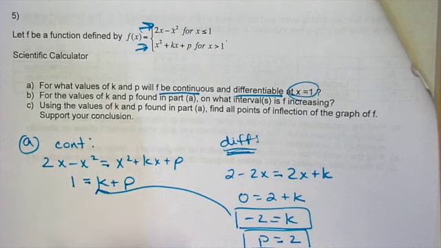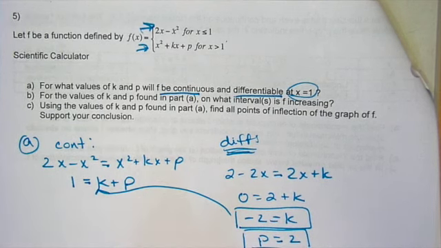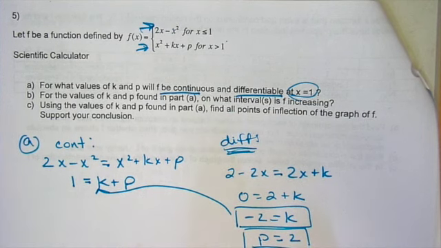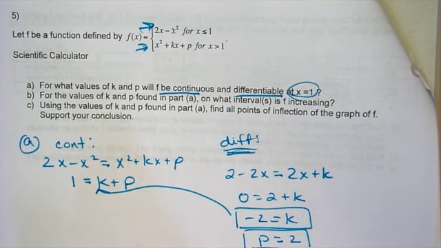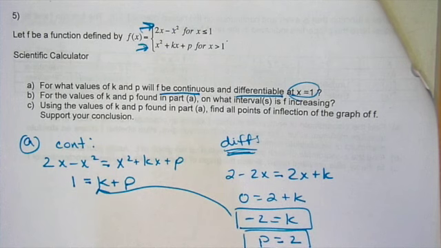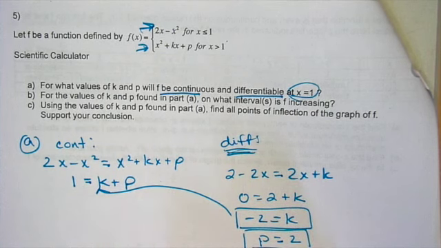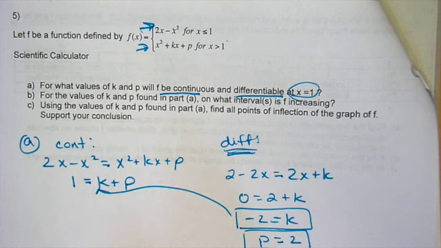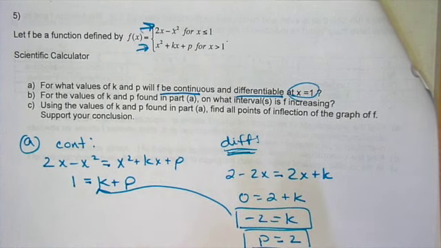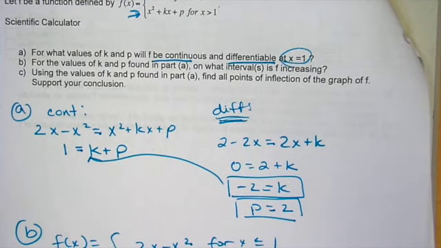Okay? Part B. For what values of k and p found in part A, so use these numbers and plug it into your equation now. So this is my equation. 2x minus x squared for x is less than or equal to 1, x squared, k is minus 2x, and p is 2, for x is greater than 1. It wants to know where f is increasing.